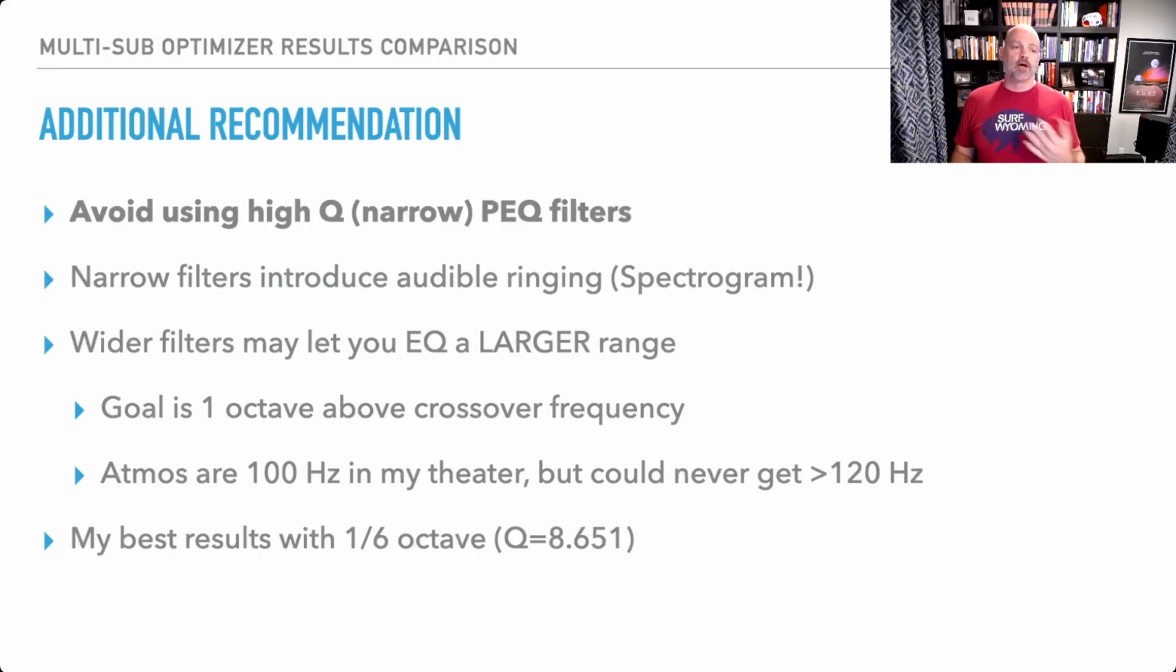And as I mentioned, my personal results were the best with a 1/6 octave. That's a Q of 8.651. I did experiment with some even broader Q filters. I just did some real simple 1/2, 1/4, 1/3, 1/6. And I ended up with 1/6 being the best. I really didn't want to go above that and get any sharper than 1/6.